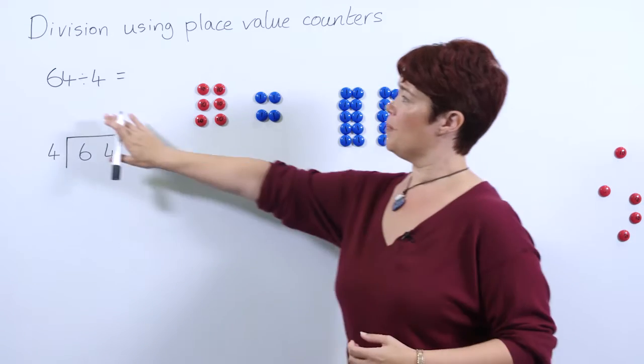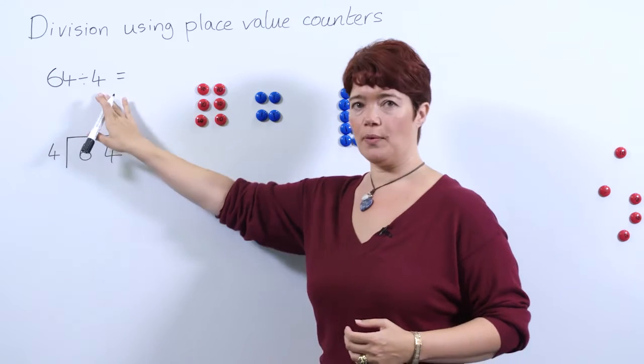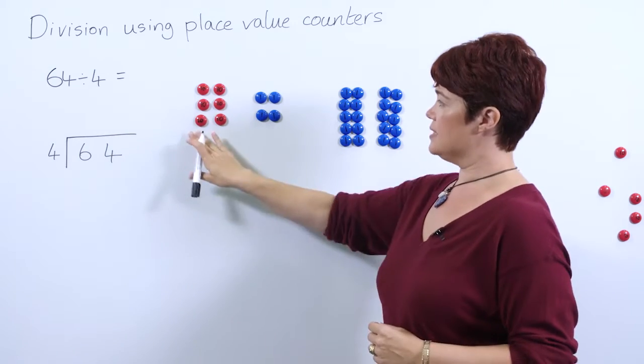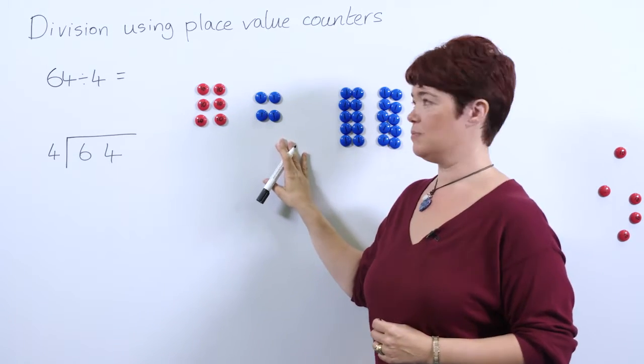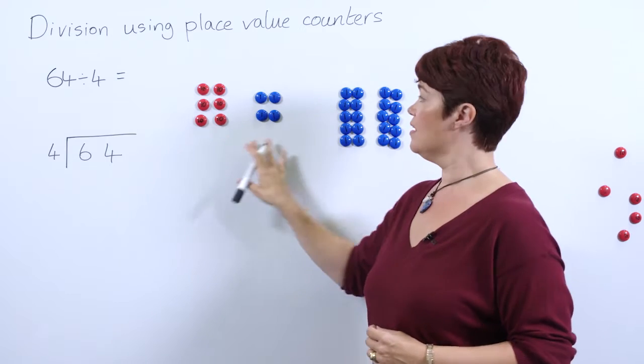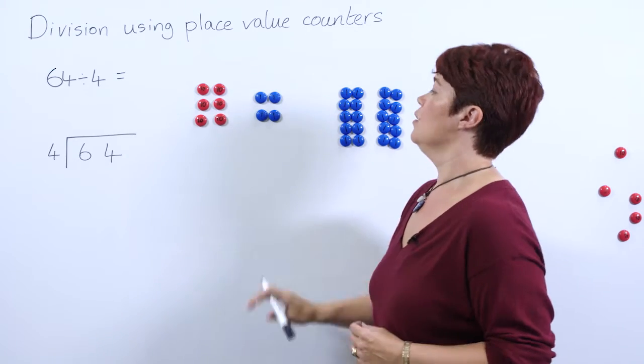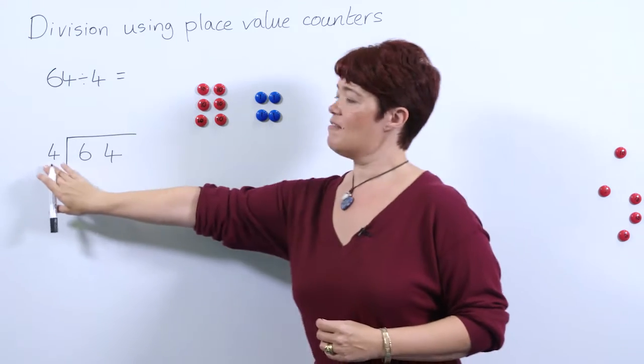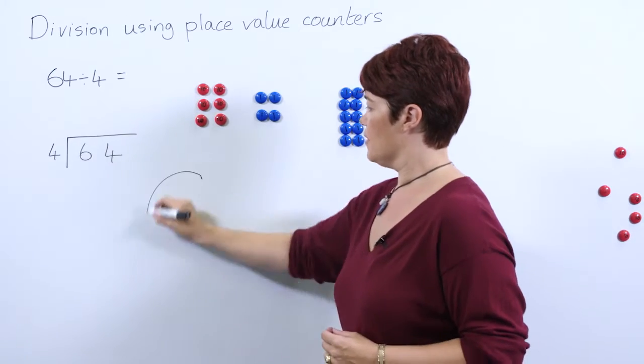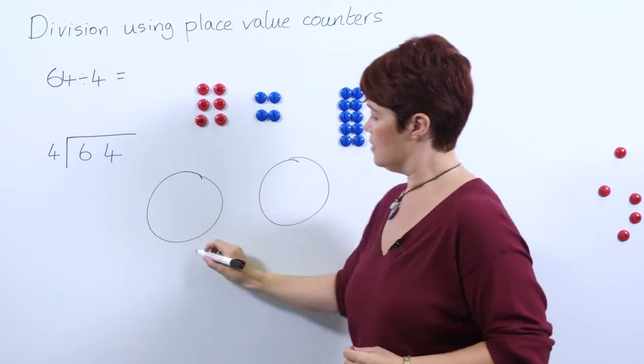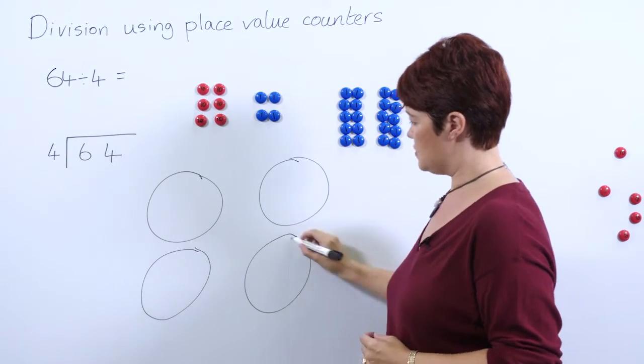So let's start with our problem. 64 divided by 4. The first thing we're going to do is model our number using place value counters. So we've got 6 tens and 4 ones. Next thing we're going to do, we're going to share it into 4 groups. So we've got our 4 groups, making this a really visual method.